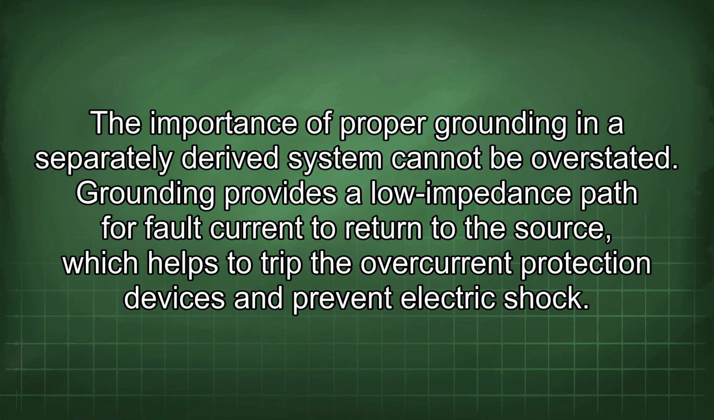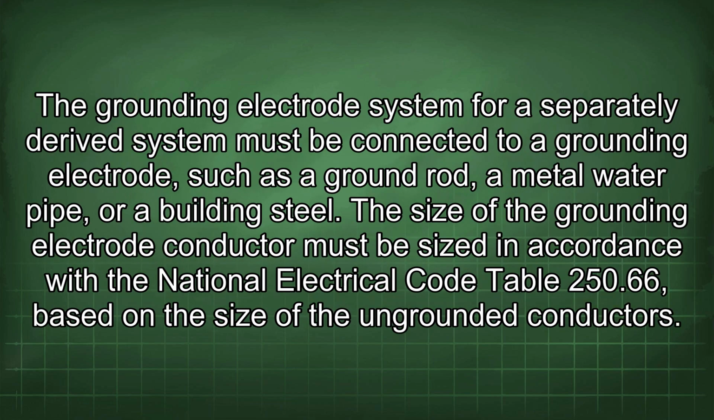The importance of proper grounding in a separately derived system cannot be overstated. Grounding provides a low impedance path for fault current to return to the source, which helps to trip the overcurrent protection devices and prevent electric shock. The grounding electrode system for a separately derived system must be connected to a grounding electrode, such as a ground rod, a metal water pipe, or building steel. The size of the grounding electrode conductor must be sized in accordance with the National Electrical Code Table 250.66, based on the size of the ungrounded conductors.